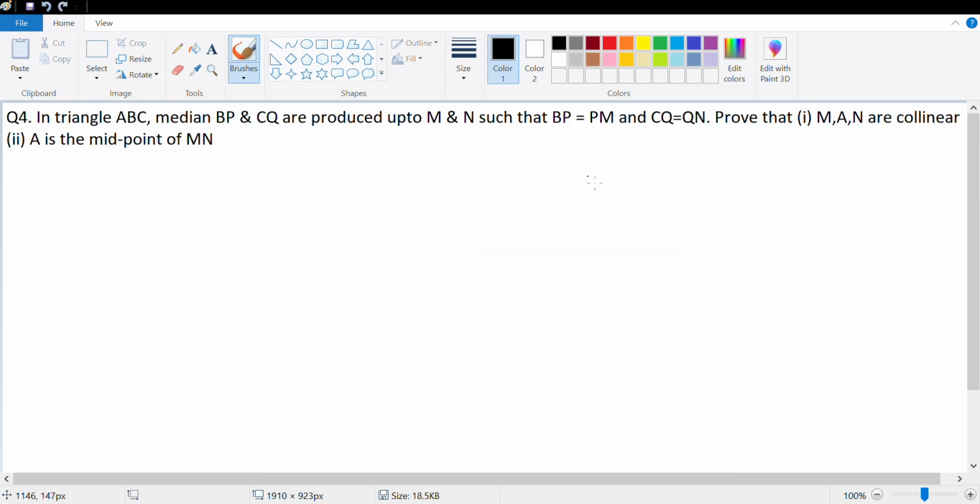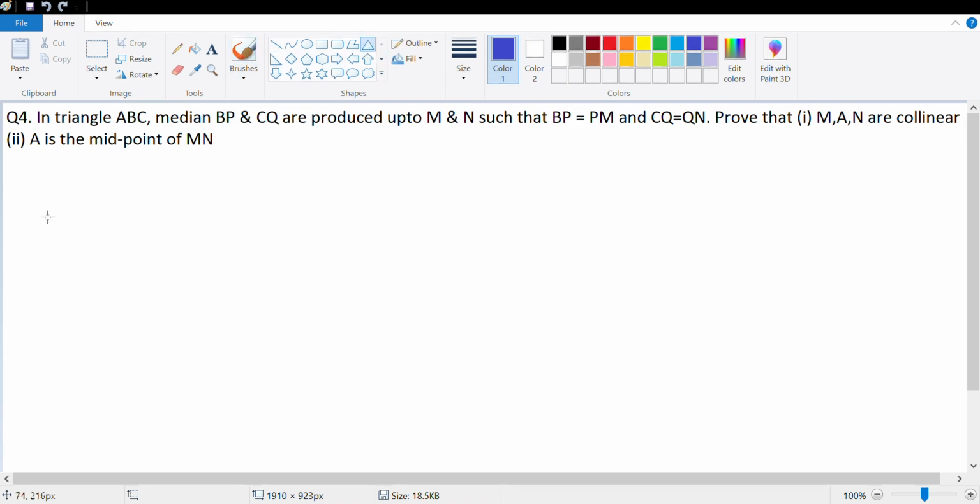Let's look at the next question. The next question that we do is question number 4. Again, no diagram given, so we'll have to create our own diagram. Let's look at the question. Question 4 says, in triangle ABC, BP and CQ are the medians.